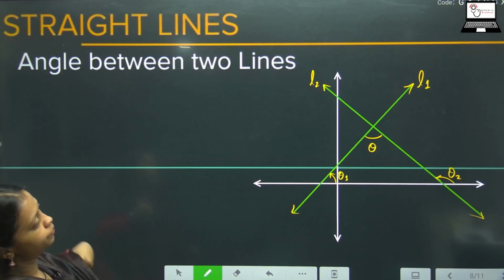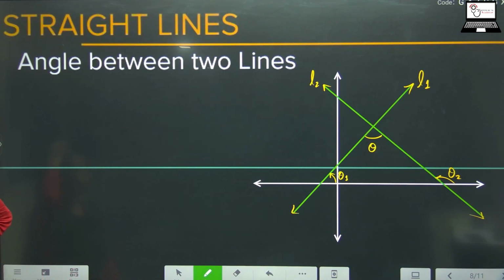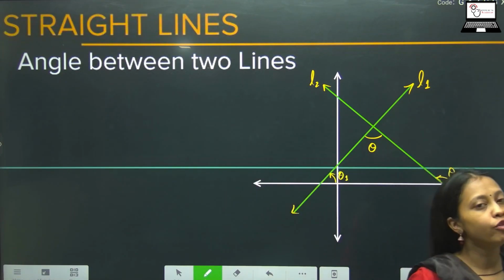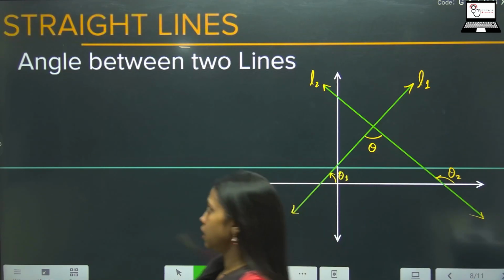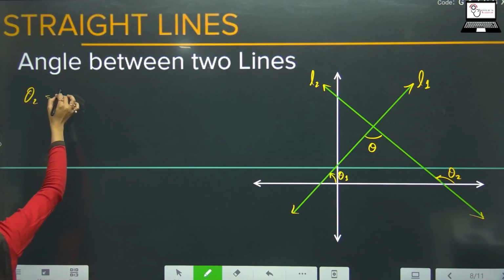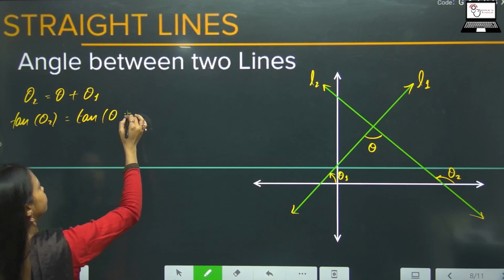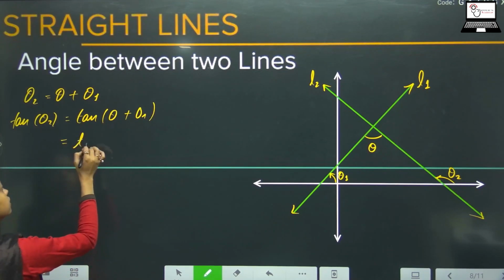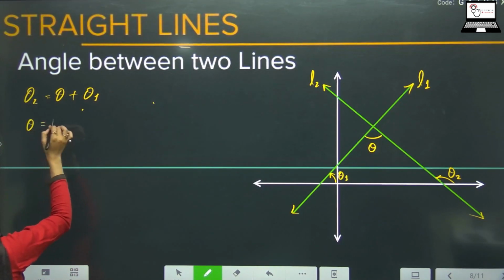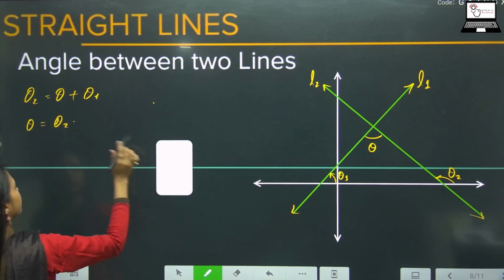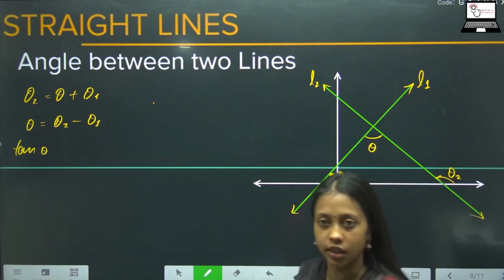Now, how we can start here is we already know the relation between theta 1 and theta 2. By the exterior angle sum property, theta 2 equals theta plus theta 1. Apply tan both sides: tan theta 2 equals tan of (theta plus theta 1). Take theta over here, so theta equals theta 2 minus theta 1. We want to find theta, so I'm calculating tan theta here, and hence I'll get theta.